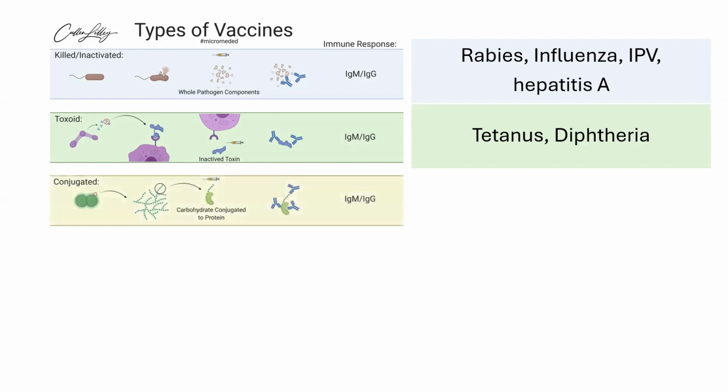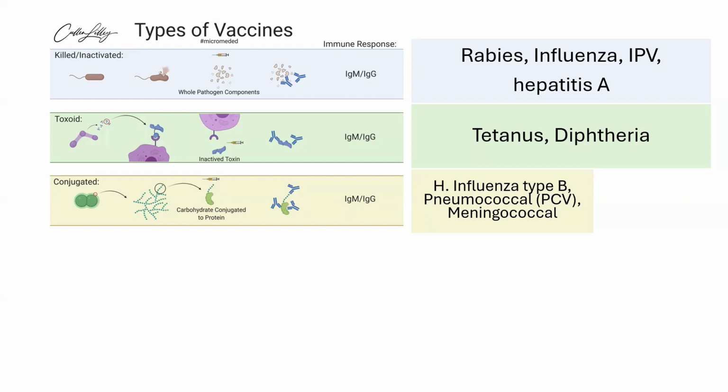Conjugated vaccines are vaccines that take a piece of the bacteria in mind and then conjugate it to a carbohydrate or protein so that we can get a better response. This can promote IgM or IgG responses. And the vaccines we typically think of are H. influenza, pneumococcal or PCV vaccine, or meningococcal vaccine.